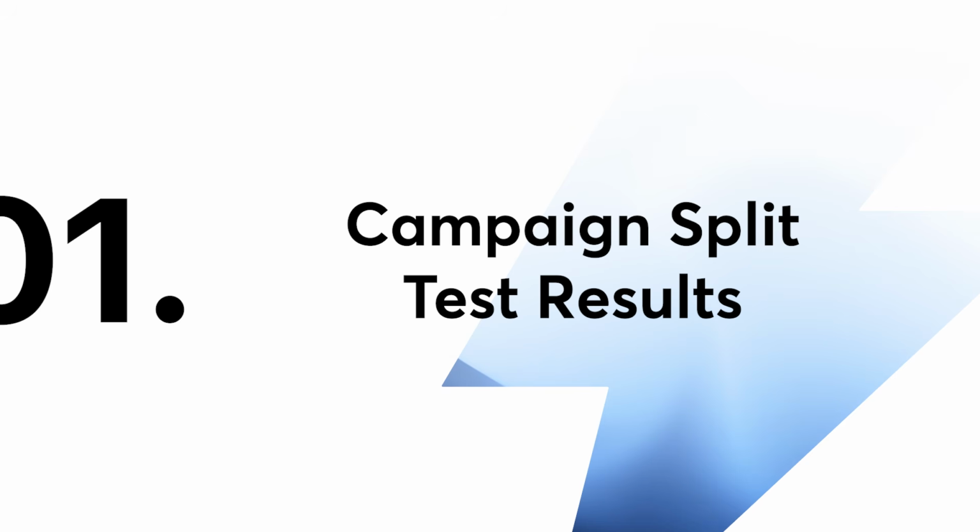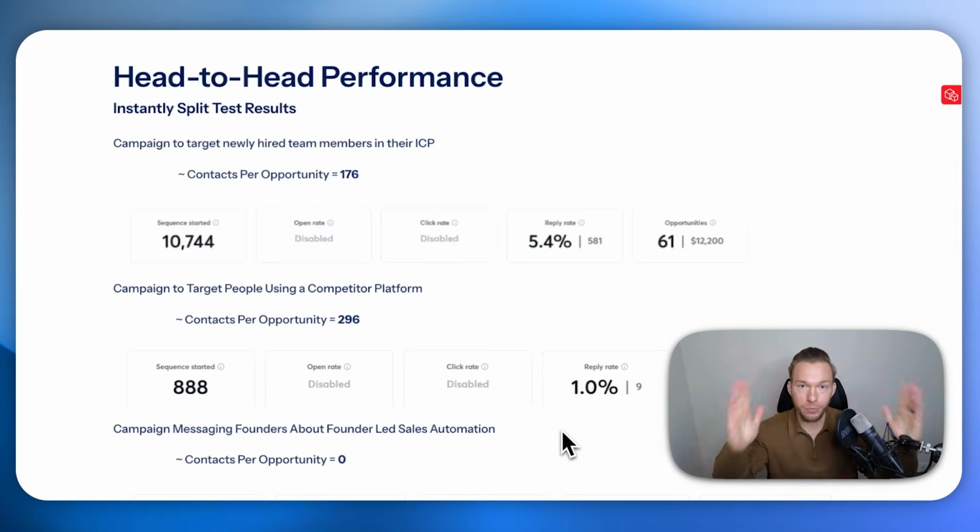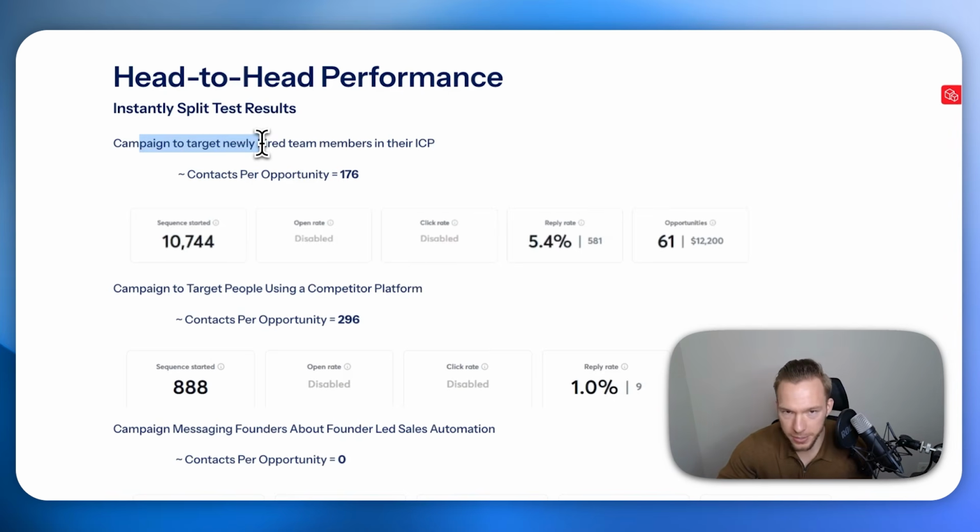Before we get into how the strategy works, I just wanted to show you the proof that it is one of my favorite campaigns. When we ran our first split tests for Instantly.ai, they asked us to run all of these outbound campaigns for them. First, we wanted to do some of the most basic campaigns targeting newly hired team members in their ICP, new VPs of sales, new head of sales, etc.